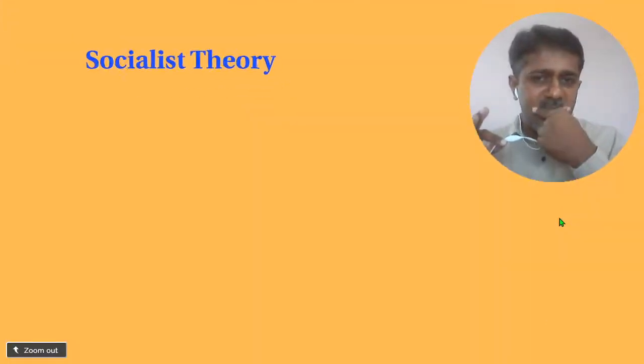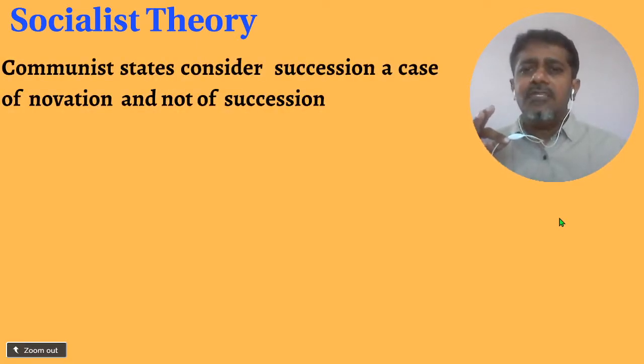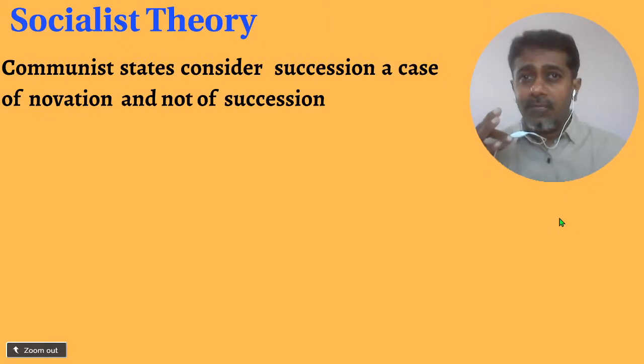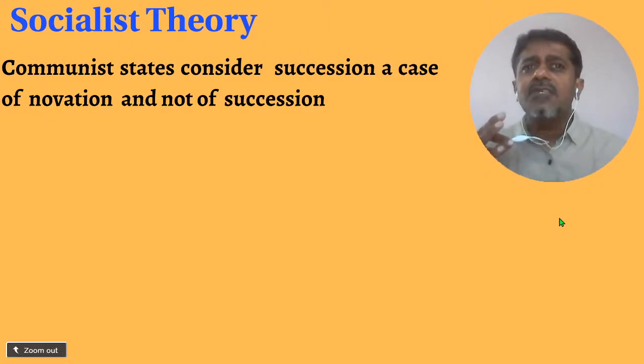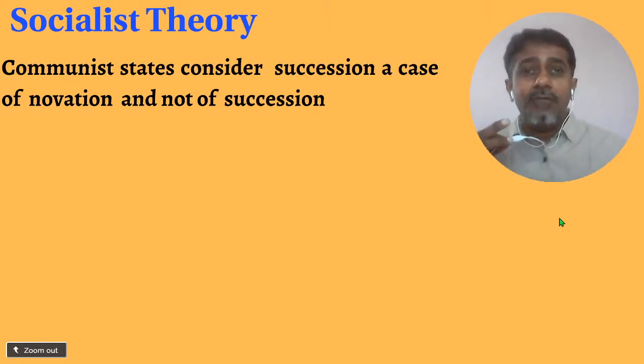Moving further is the socialist theory. What is the socialist theory, also called the communist theory? Let us look into some of the important features of this theory. They say that a communist state considers succession a case of novation and not of succession. I hope you studied the concept of novation in your contract law. Novation is one of the modes of discharge of contract. Whenever an old contract is substituted by a new contract, with the consideration being the discharge of the previous contract, it is called novation under contract. So even the communists consider succession a case of novation rather than succession.